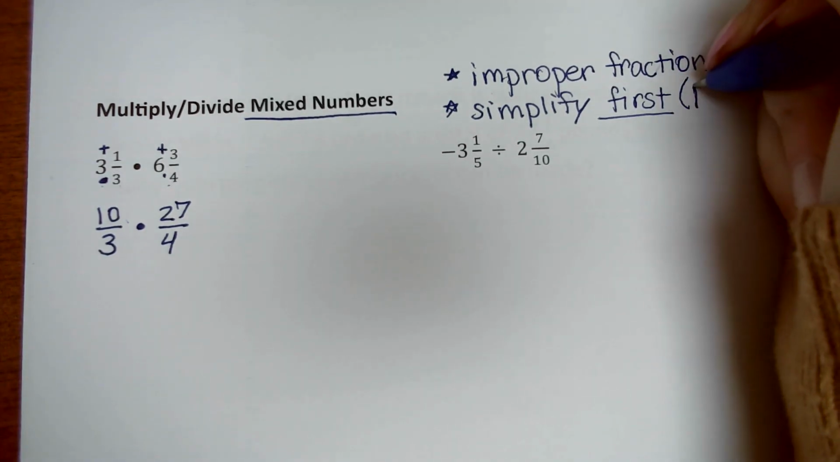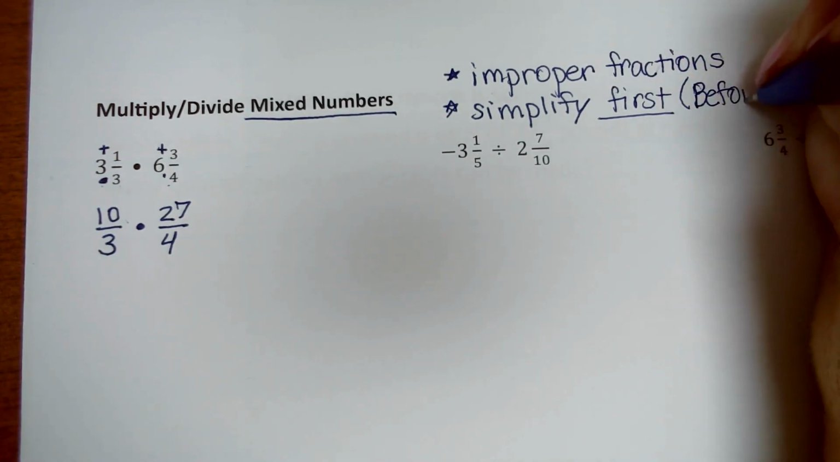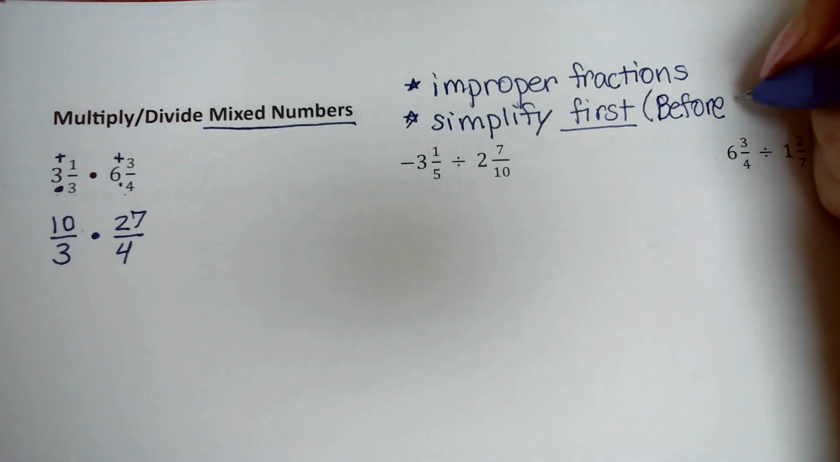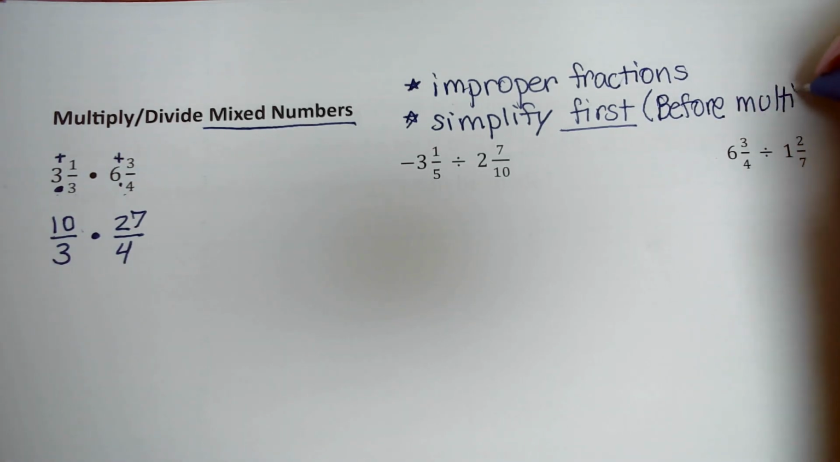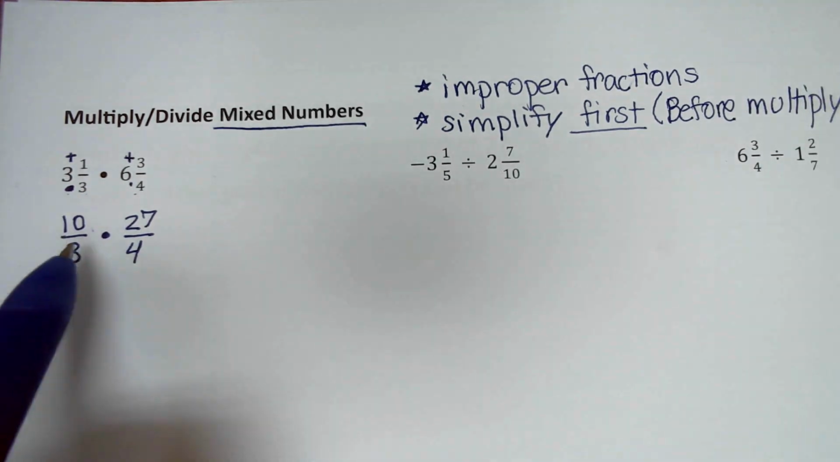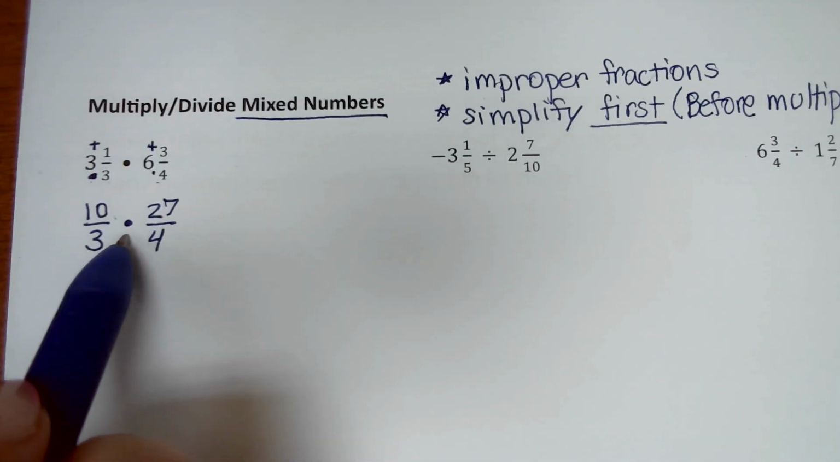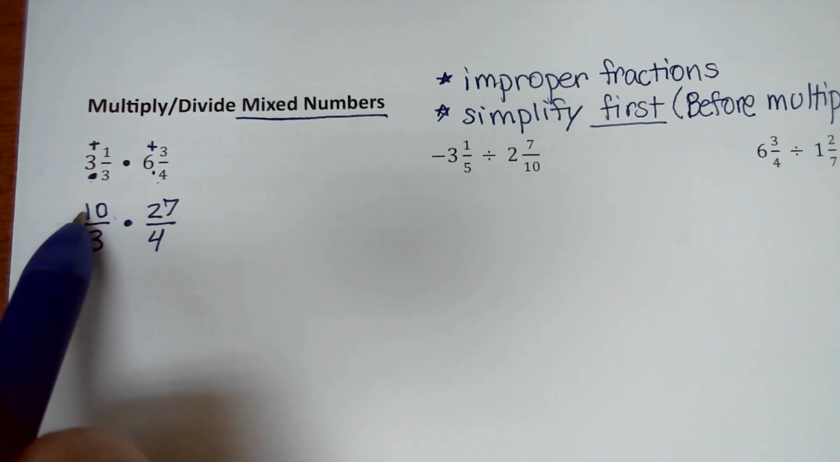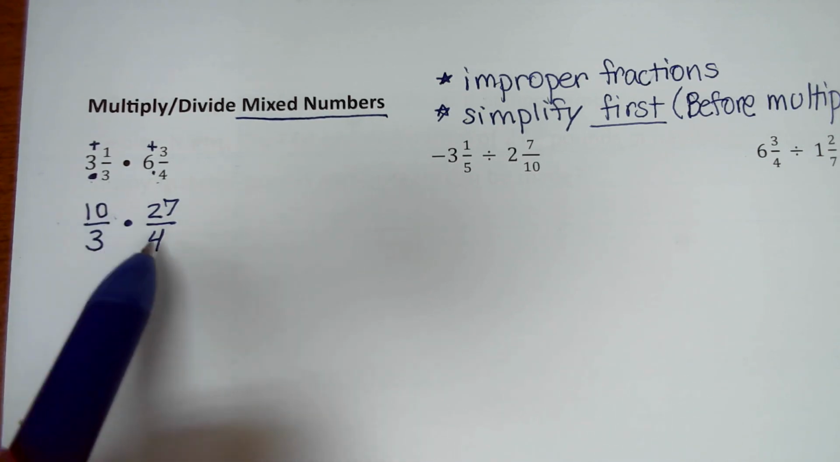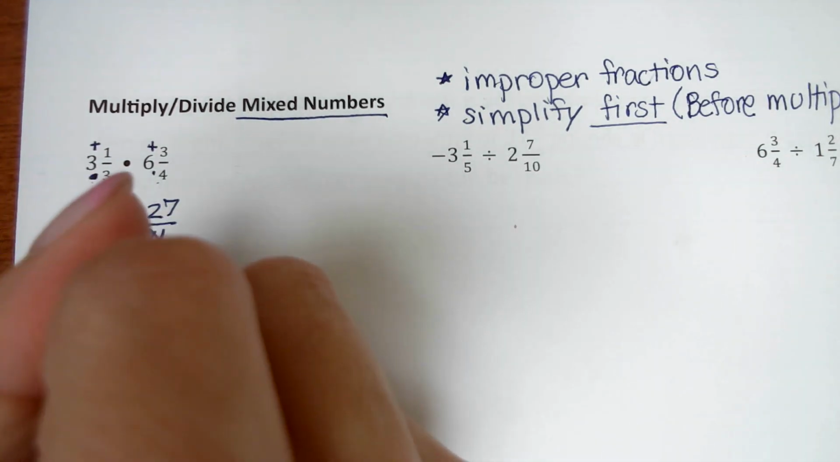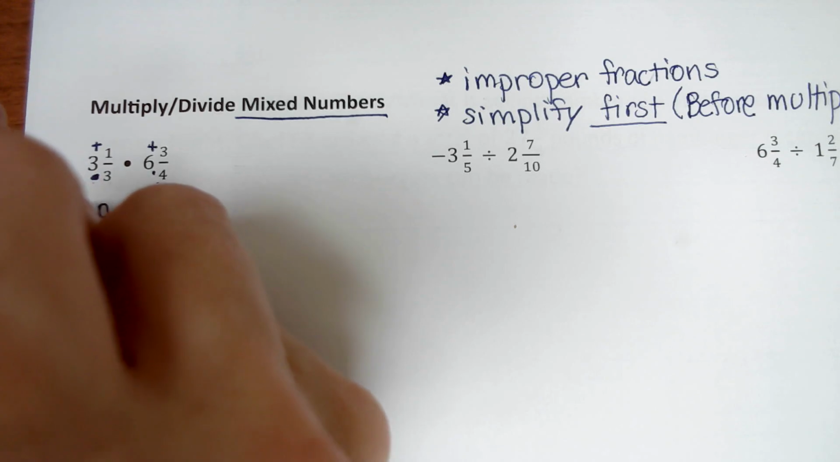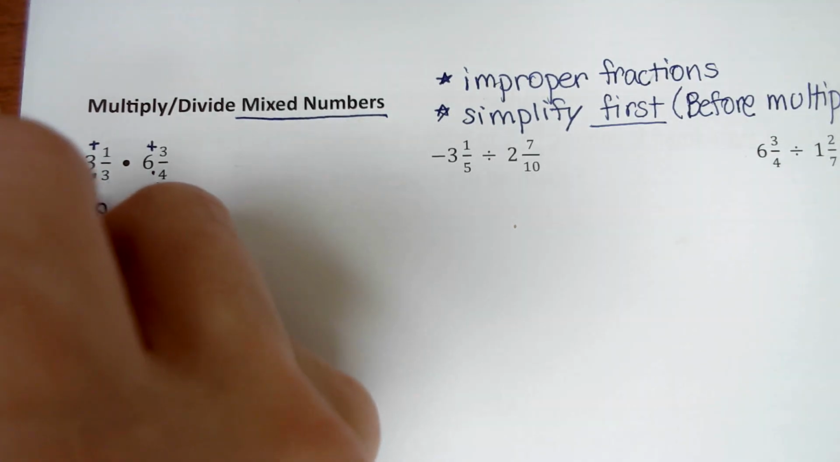Now remember, when we are multiplying, this is where we simplify first before multiplying. So now that we're at the step that would require us to multiply, we are going to simplify first. So 10 and 4, those can both be divided by 2. 4 divided by 2 is 2. 10 divided by 2 is 5.